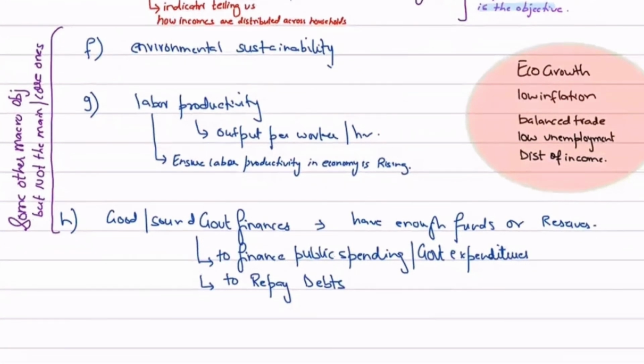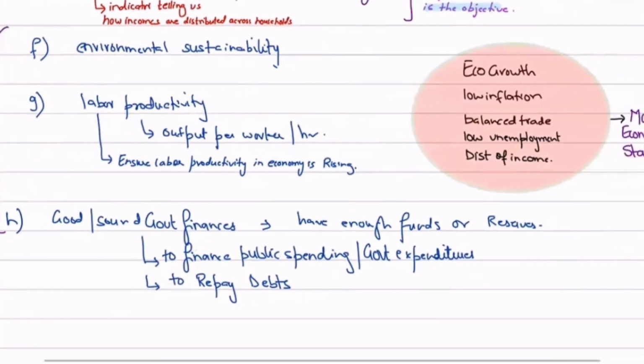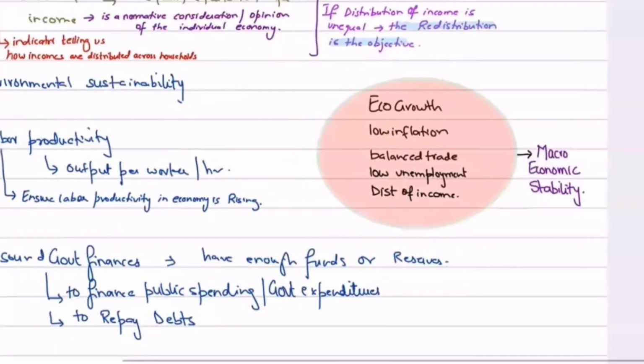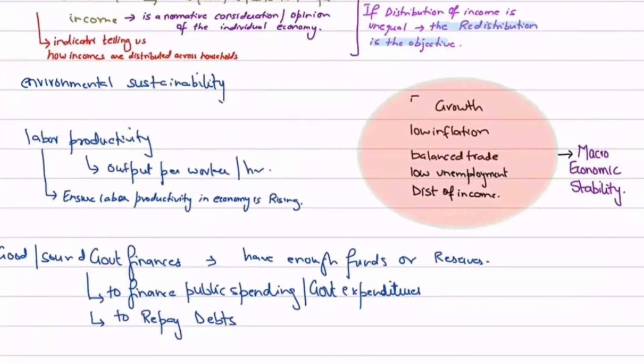Anyways, a non-core objective is that the government should have sound finances. Sound finances means that the government should have enough funds to make its way forward in the economy, to repay its debts and to finance public spending. This is another non-core objective. But remember that अगर आपका economic growth अच्छी है, if you have good economic growth, low inflation, balanced trade, low unemployment, good distribution of income, you will have macroeconomic stability in the economy.